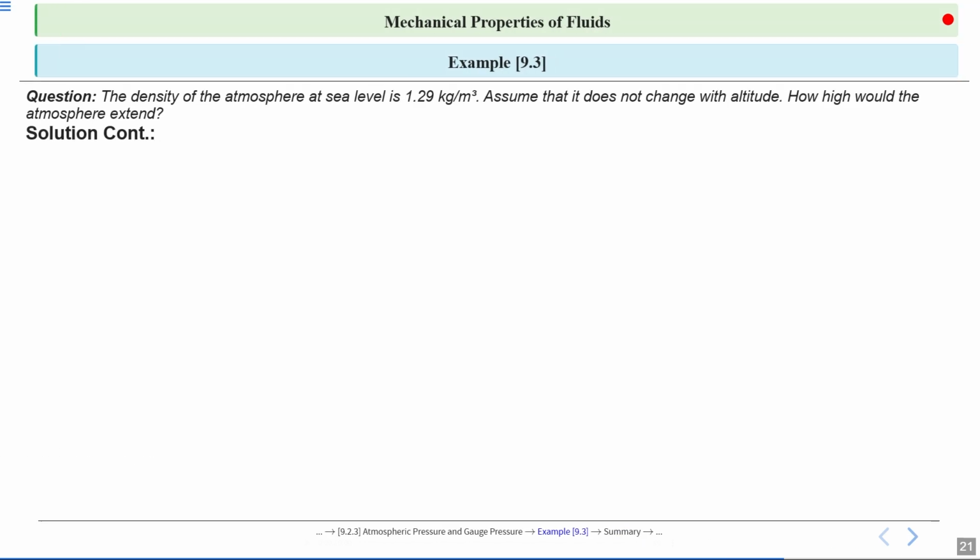Now let's solve for the height of the atmosphere. We will use the formula for pressure in a fluid column, which relates pressure, density and height. So H is equal to PA divided by rho G. Substituting the known values into the formula, we have 1.01 into 10 raised to the power 5 divided by 1.29 into 9.8. Simplifying further, we get H is equal to 1.01 into 10 raised to the power 5 divided by 12.642.